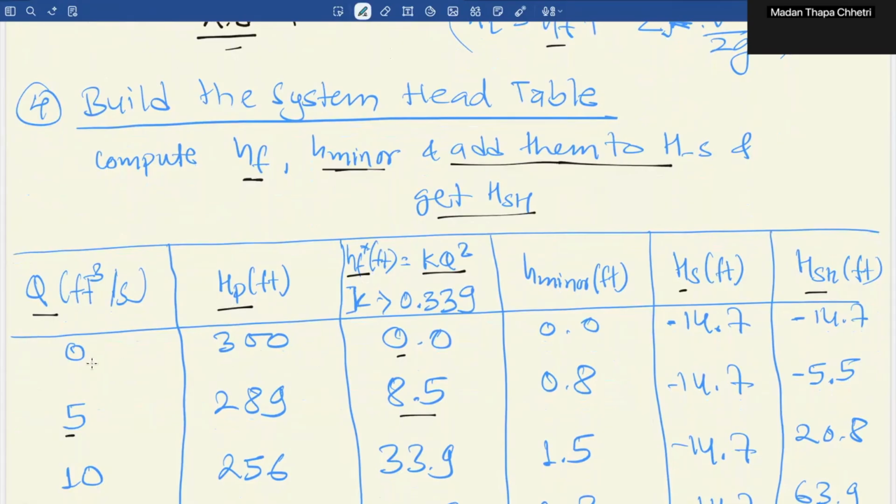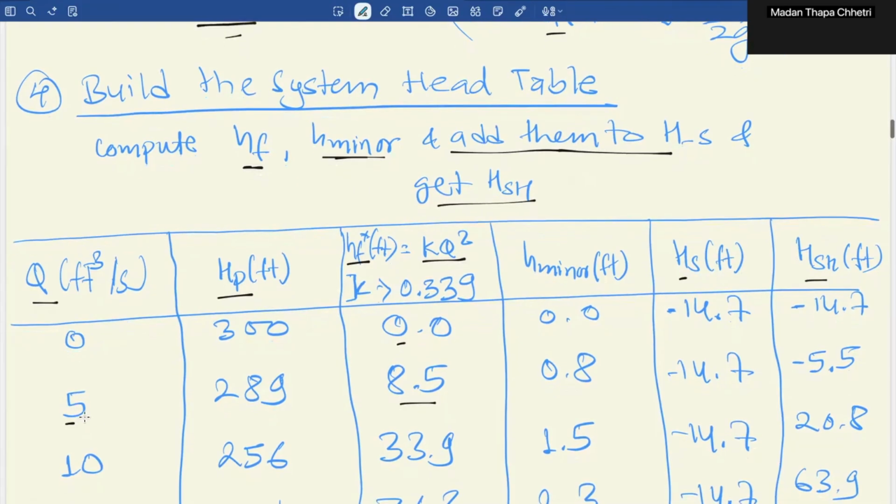First, since Q is 0, HF will also be 0, because Q to the power 2 is obviously 0. So H minor is also 0 for that case, because Q is 0. And the static head is minus 14.7. So that gives us a system head of minus 14.7. Now let us read for 5 and HP of 289. So that gives us HF as 8.5.